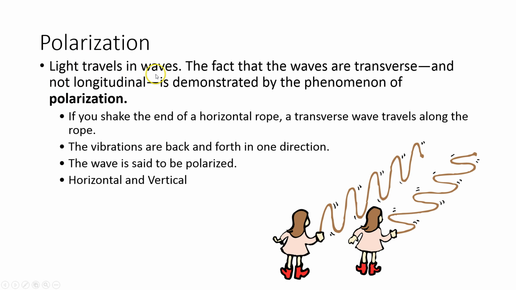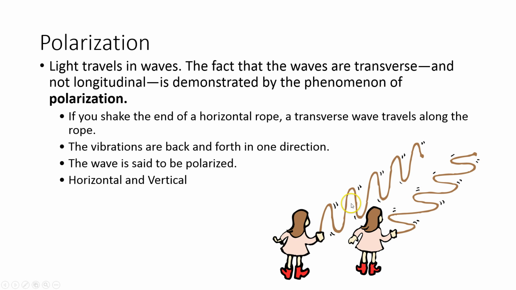So we know that light travels in waves and the waves are transverse, they're not longitudinal, and we can see that they are transverse waves by a phenomenon called polarization. So let's say that you are this little person here and you're shaking the end of the rope. The waves will travel along that rope. Okay, so notice the vibrations here are only up and down. You could also shake this rope left and right.